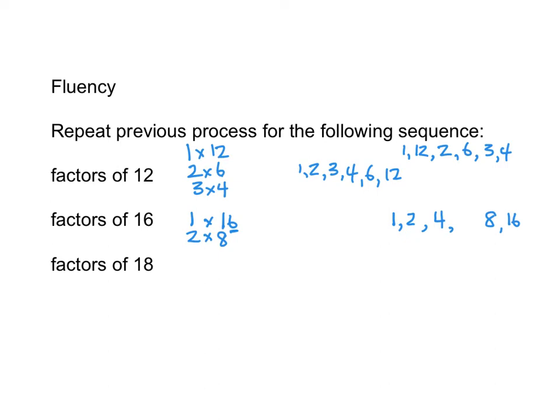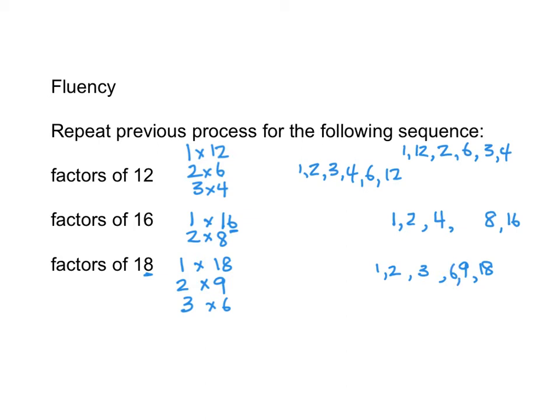Factors of 18, you can start writing these down yourself. 1 times 18, so we've got 1, we've got 18. We know that 2 is a factor because of the even number on the end. 2 times 9, so we'll put in 2, we'll put in 9. We know that 3 is a factor. 3 times 6, put in 3, and we'll put in 6.